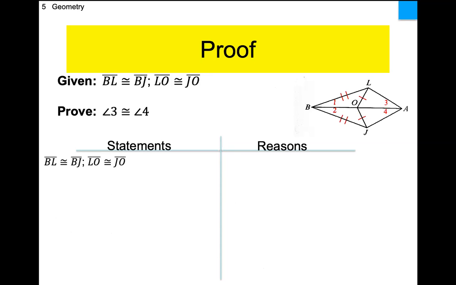3 and 4. So which triangle would we like to show is congruent? Either the top's congruent to the bottom, then we could say CPCTC, 3 and 4, or maybe the top right and the bottom right. If we could show those are congruent, we could say the same thing. Okay, but we do need to show that 3 is congruent to 4. Of the 2 triangles you see up there, which one can we prove are congruent?